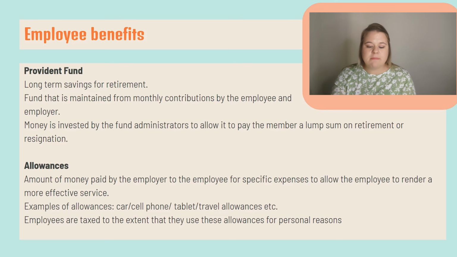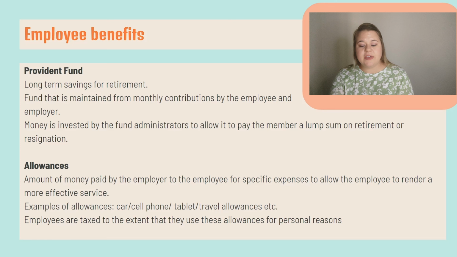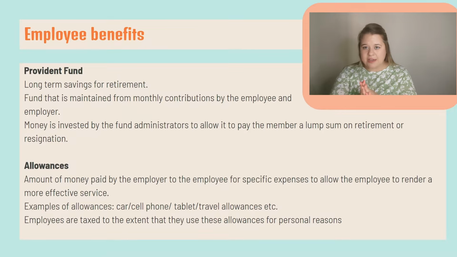Allowances. This is an amount of money paid by the employer to the employee for specific expenses to allow them to render their services. So this includes a car allowance, a cell phone, a tablet, travel allowances, and so on. But remember, the employees will be taxed if they use those for personal reasons.